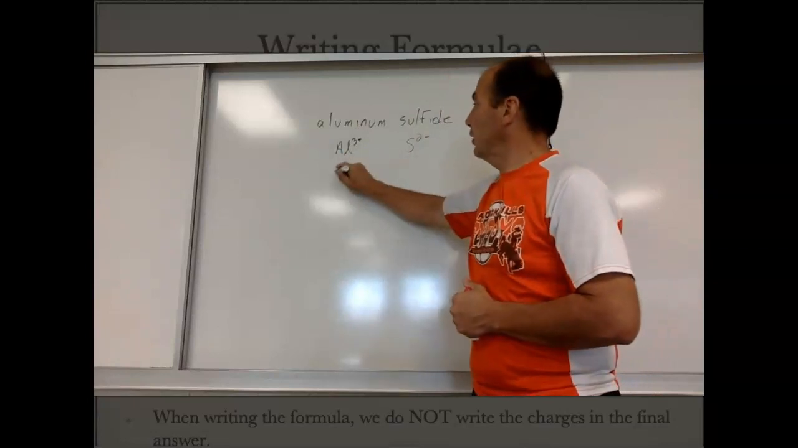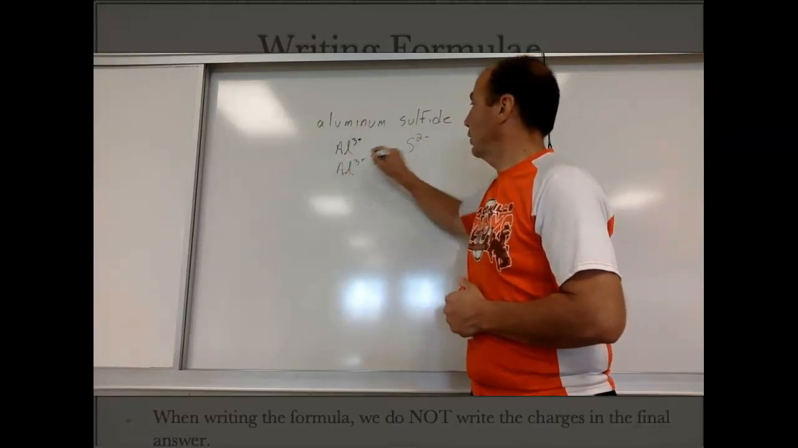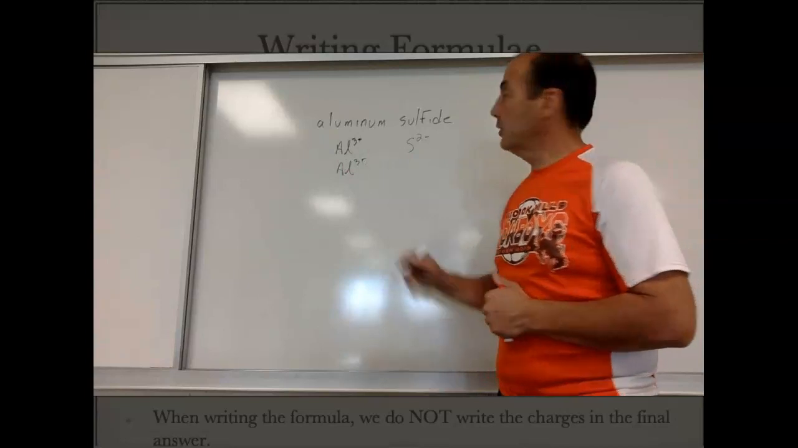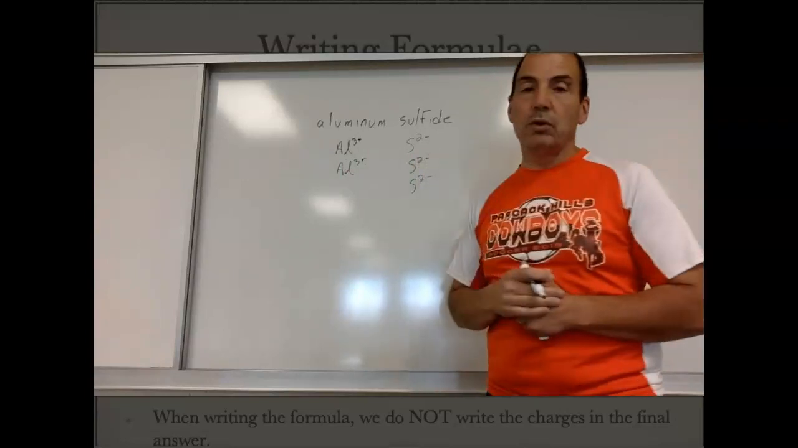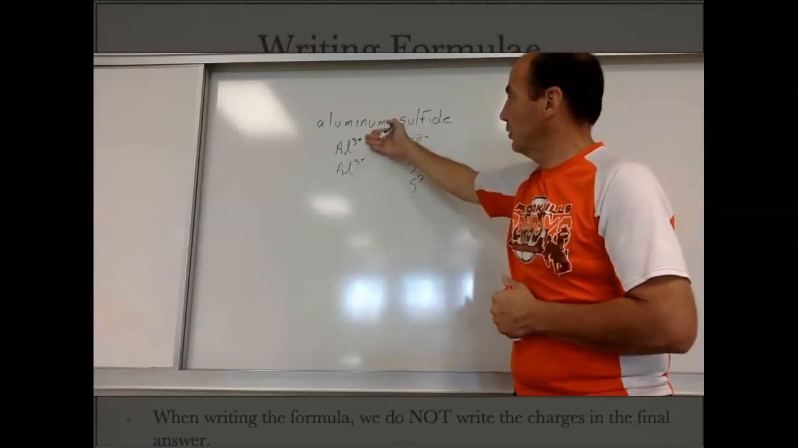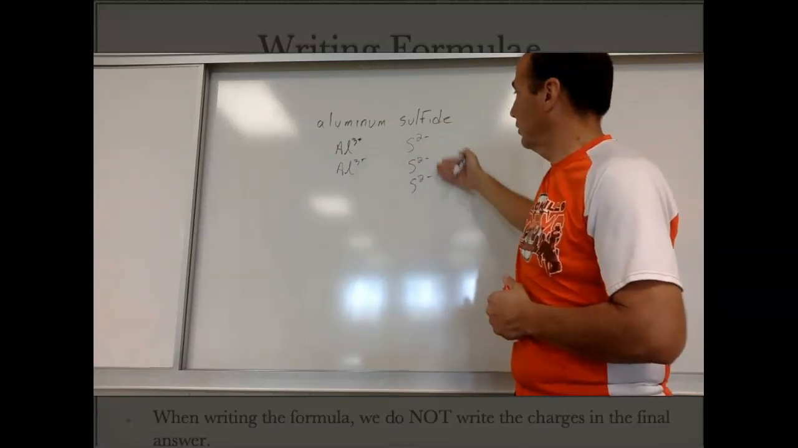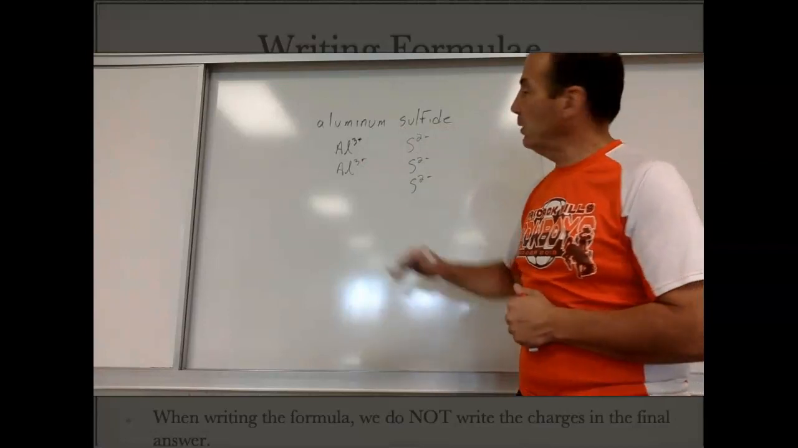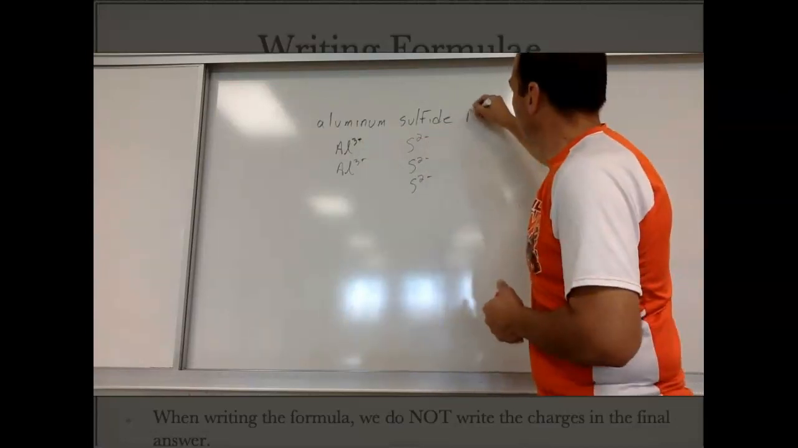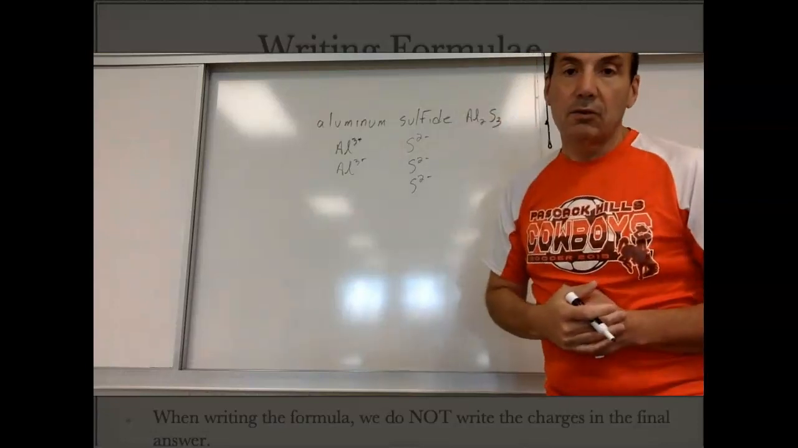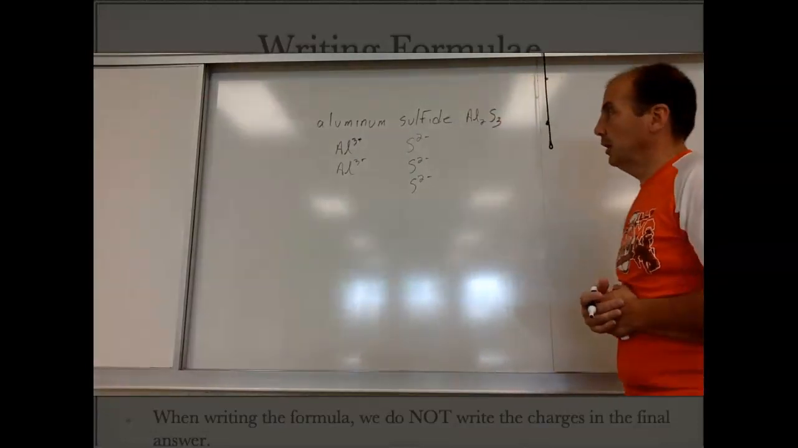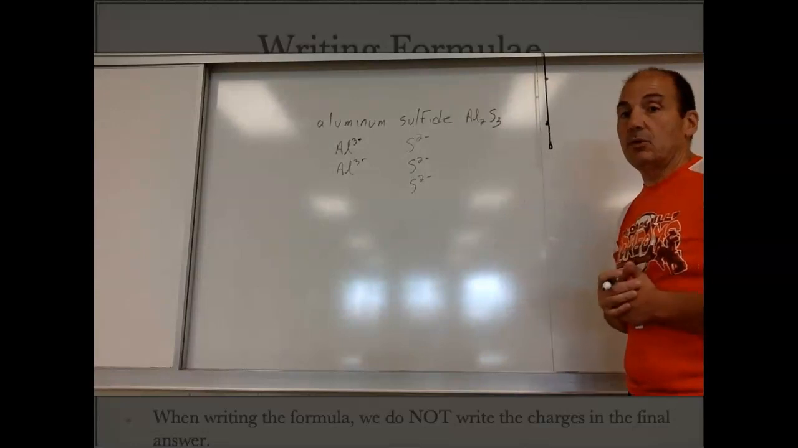Well, to get the +6, I would need another aluminum ion. And to get the -6, I would need 2 more sulfide ions. Right? Because here I have +6, here I have -6. So that means I need 2 aluminums, and I need 3 sulfides, and so my formula is Al2S3. That's all there is to it.